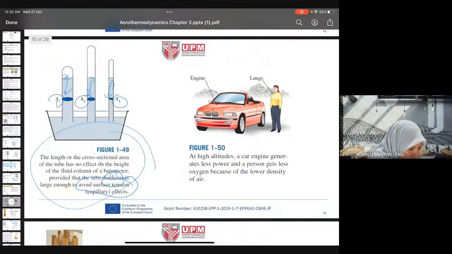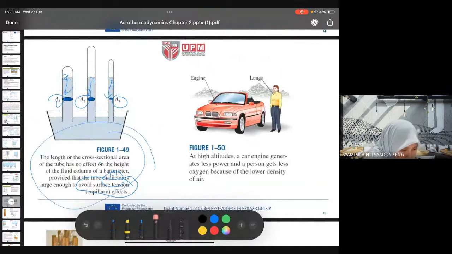This one is also very interesting. At high altitudes, a car engine generates less power and a person gets less oxygen because of the lower density of the air.